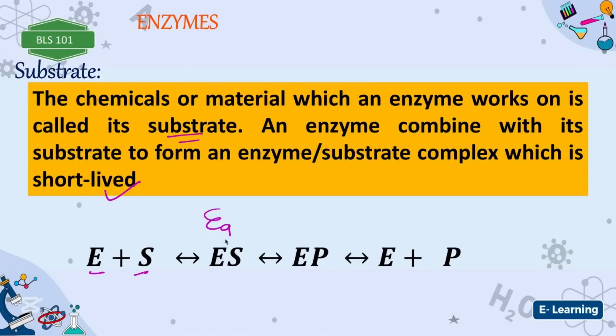So if it has enough energy, the enzyme substrate complex will turn to an enzyme product complex. Then the enzyme product complex will split to form an enzyme and the product. You discover that at the end of the reaction, the enzyme still remains. Are you getting it? The enzyme still remains. The initial enzyme that started the reaction still remains, but however, the substrate has been converted to what? A product. That is why we said that enzymes remain unchanged at the end of the reaction.